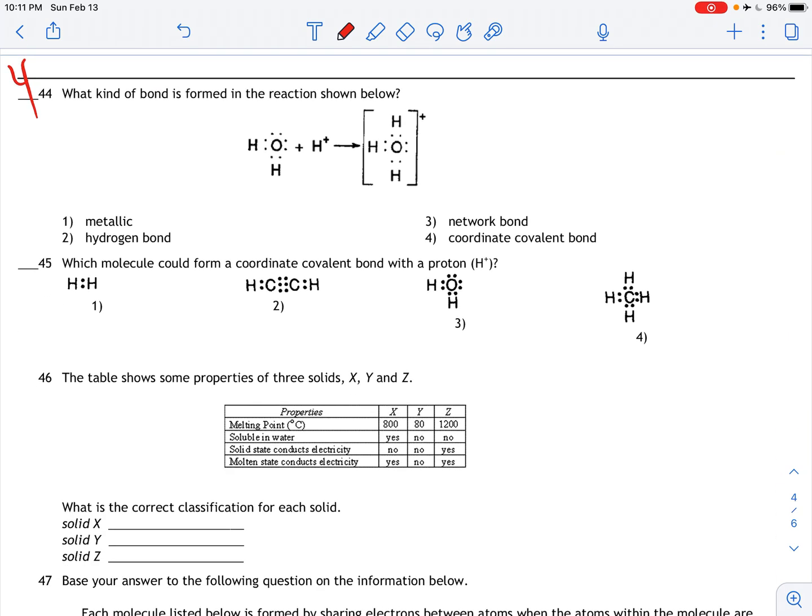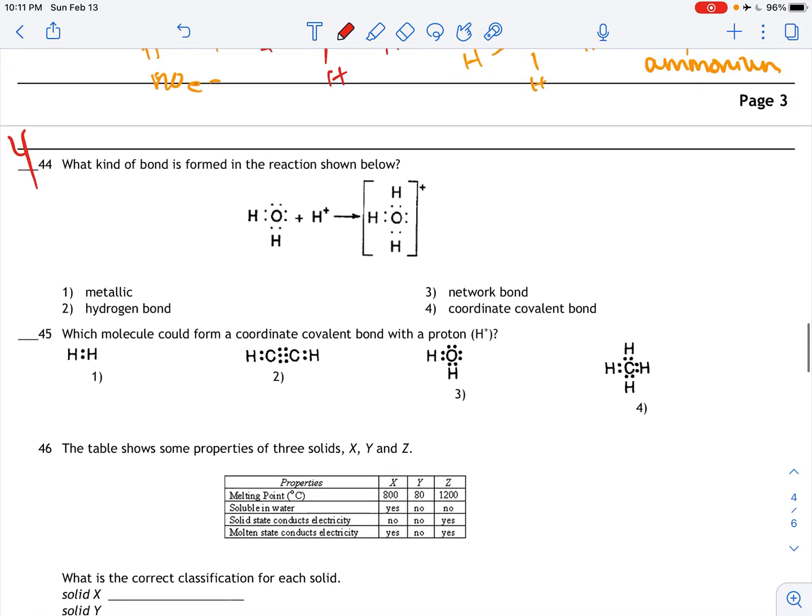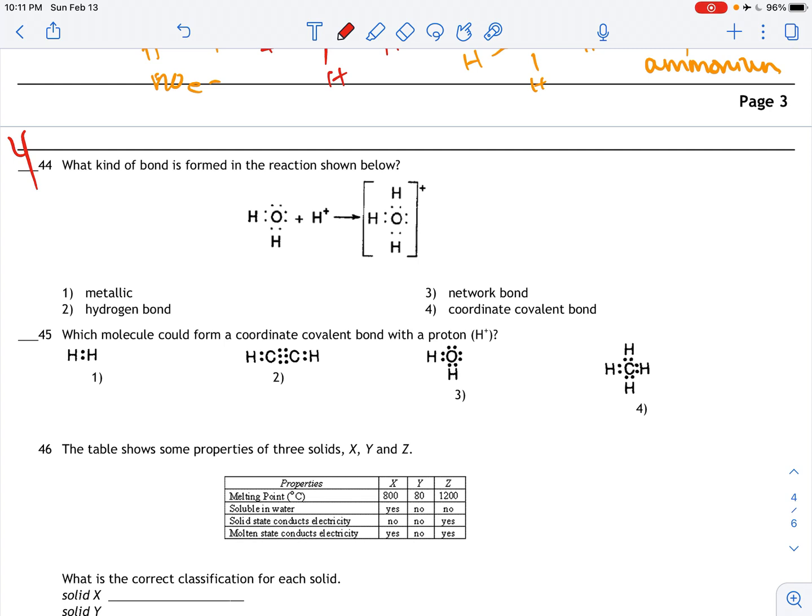Which molecule could form a coordinate covalent bond with a proton? So who has a lone pair just chilling out? Not this, not this. Look here. We've got a lone pair here and a lone pair here. That's how you get hydronium. These are all bonds, so that wouldn't work. Choice 3.